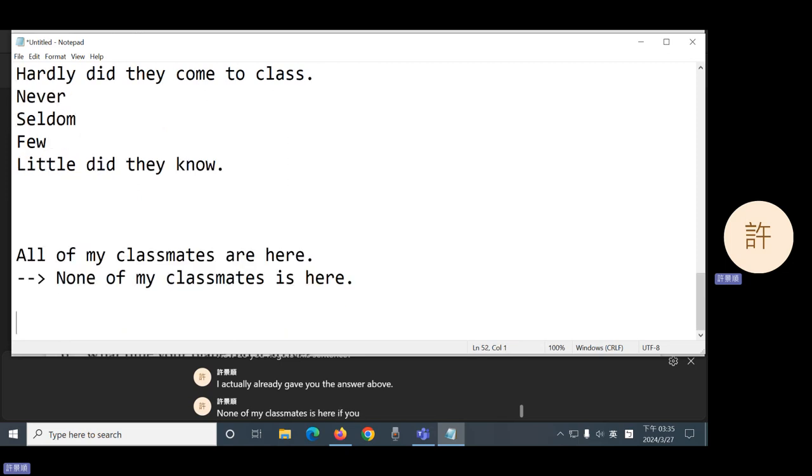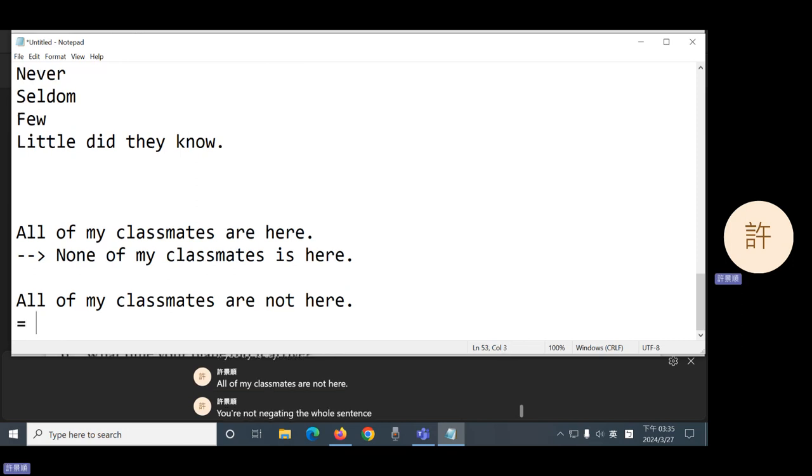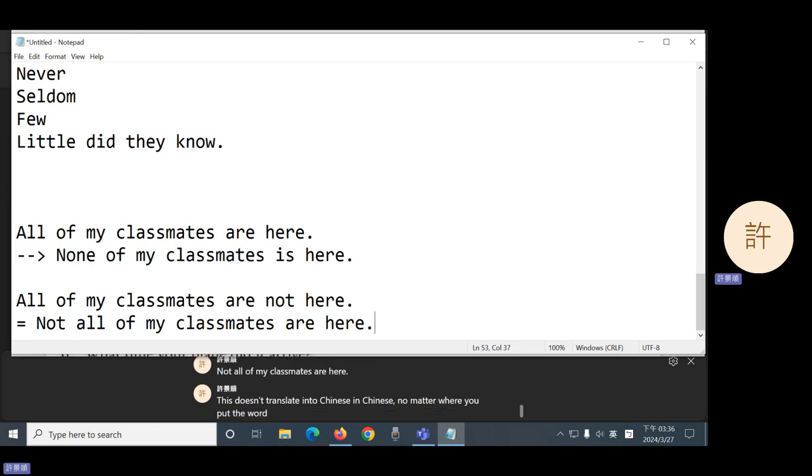If you try to say, all of my classmates are not here, you're not negating the whole sentence. This is the same thing as not all of my classmates are here. This doesn't translate into Chinese. In Chinese, no matter where you put the word not, the meaning is the same.